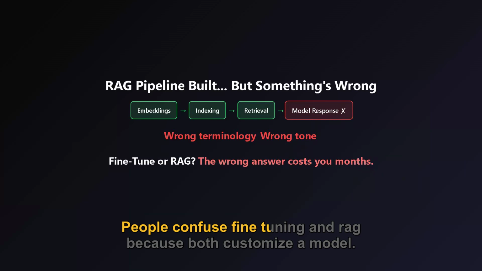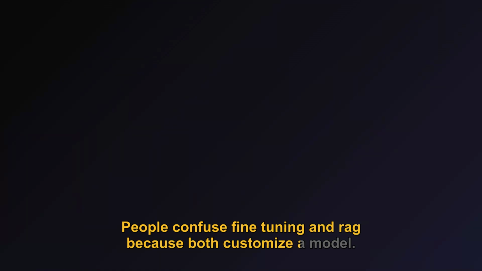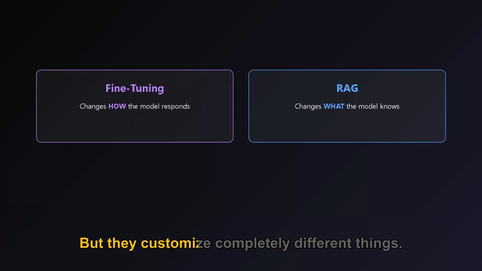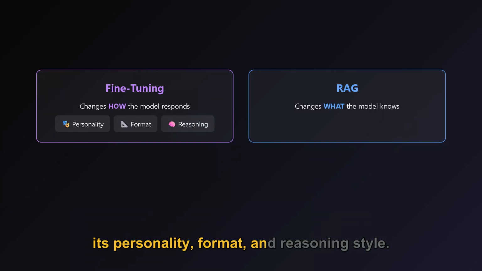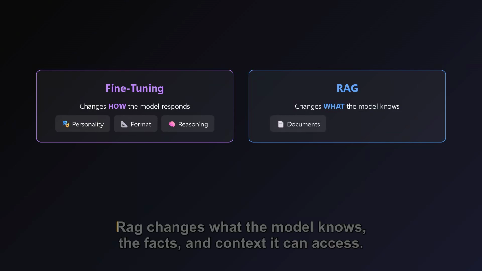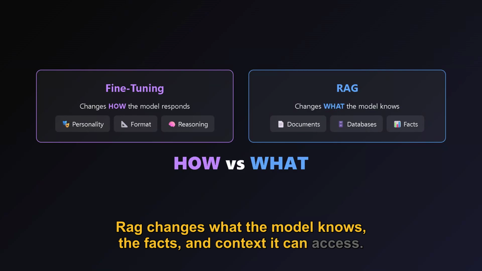People confuse fine-tuning and RAG because both customize a model. But they customize completely different things. Fine-tuning changes how the model responds, its personality, format, and reasoning style. RAG changes what the model knows, the facts and context it can access.